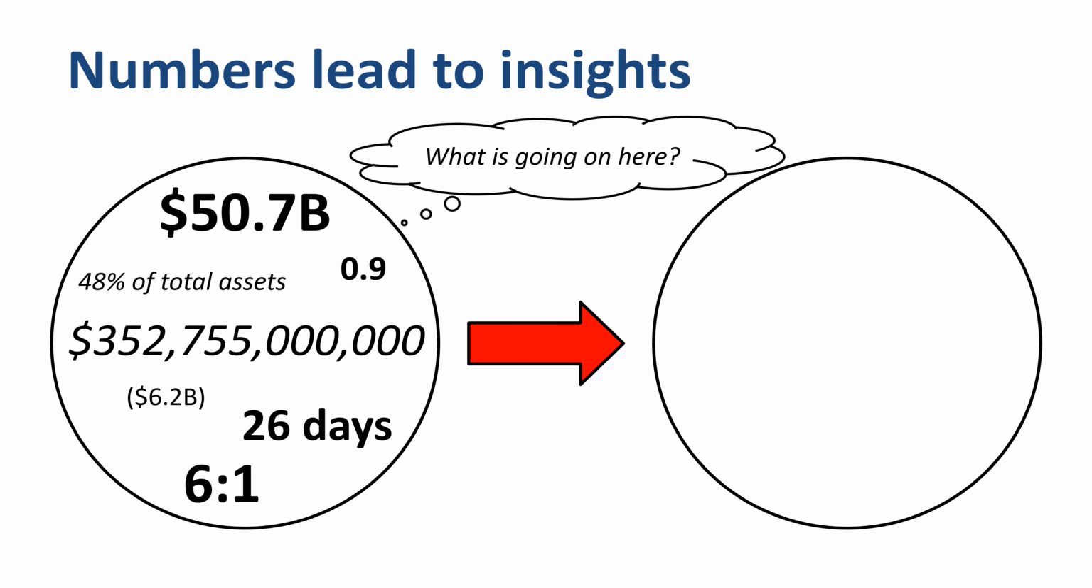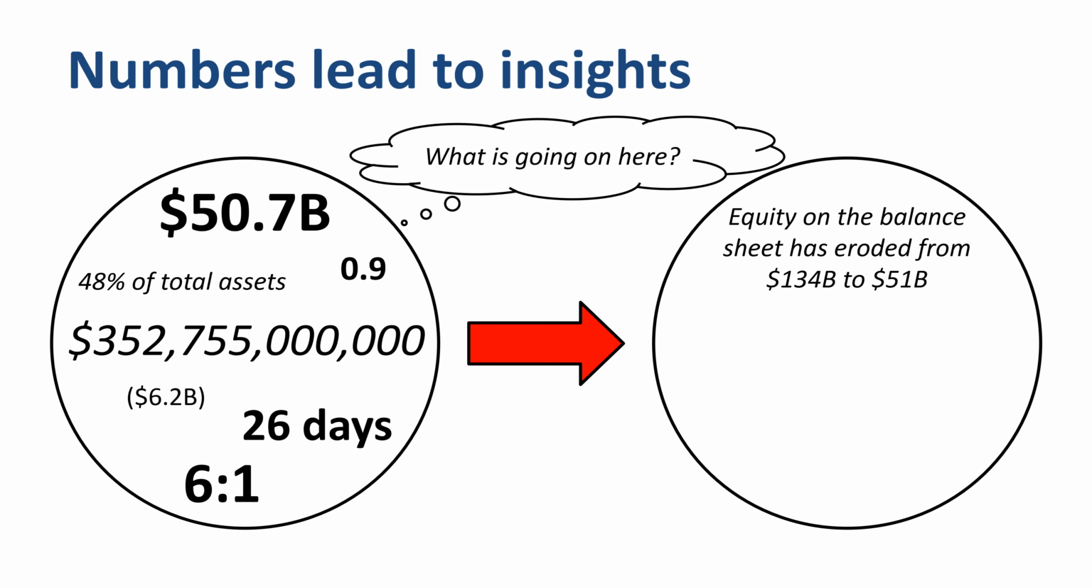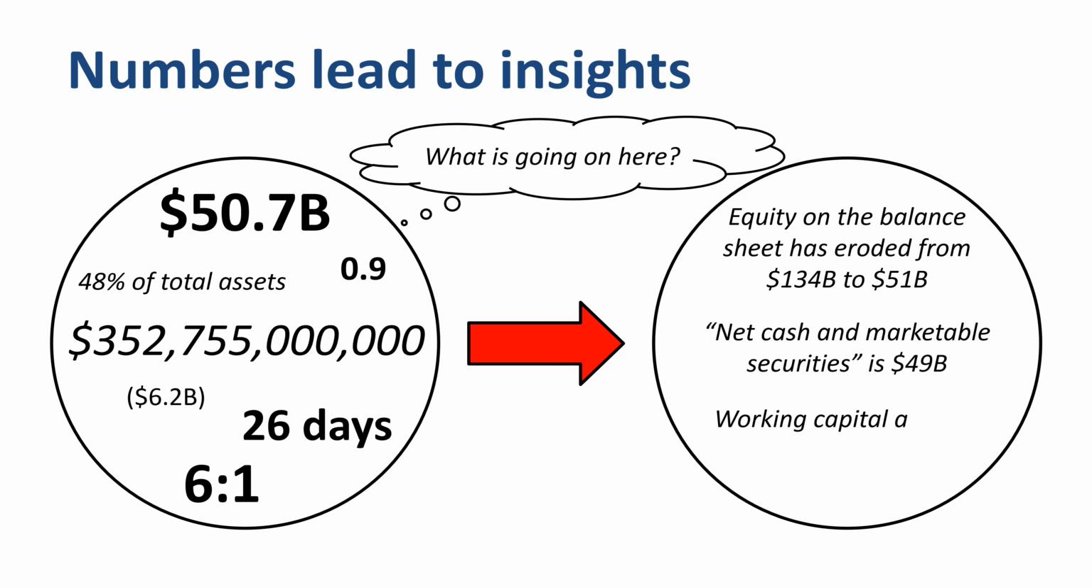First of all, equity on the balance sheet has eroded from $134 billion to $51 billion over the past years. Second, net cash and marketable securities is $49 billion, which is a product of a lot of line items in assets minus a lot of line items in liabilities. And third, working capital at fiscal year end is minus $6.2 billion.